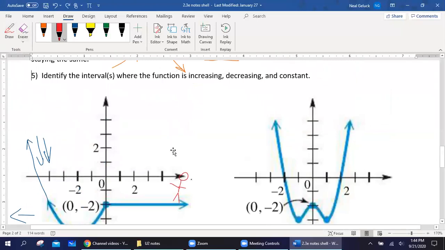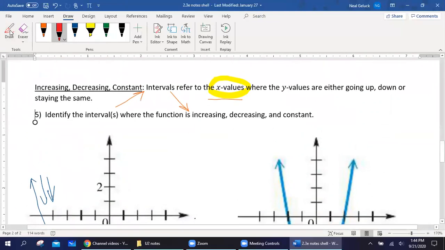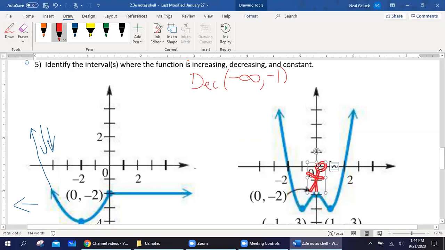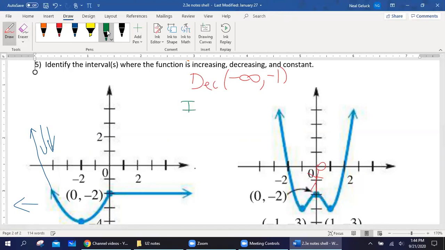Okay. For the next one, again, imagine the person walking on this. They would be walking downhill until they reach this bottom valley here. So this person was decreasing, against the X values, from forever left, negative infinity, until they reached -1. And again, you're telling me the X number. This person then would be walking uphill from there to there. That's an increase from -1 to 0 for the X values.